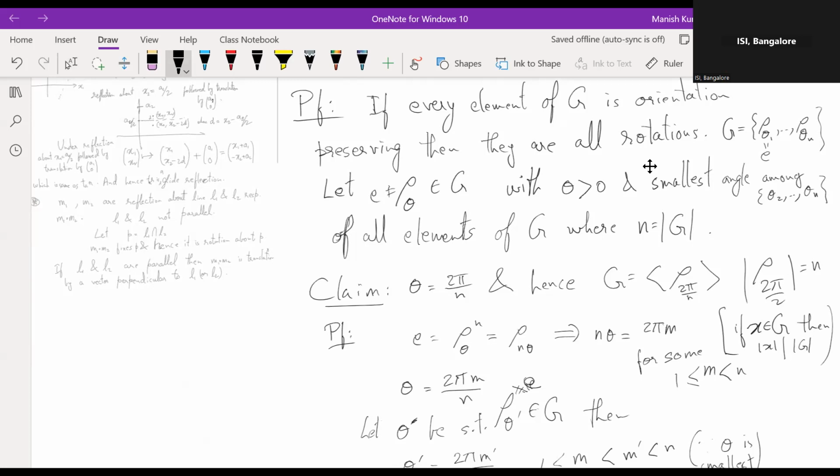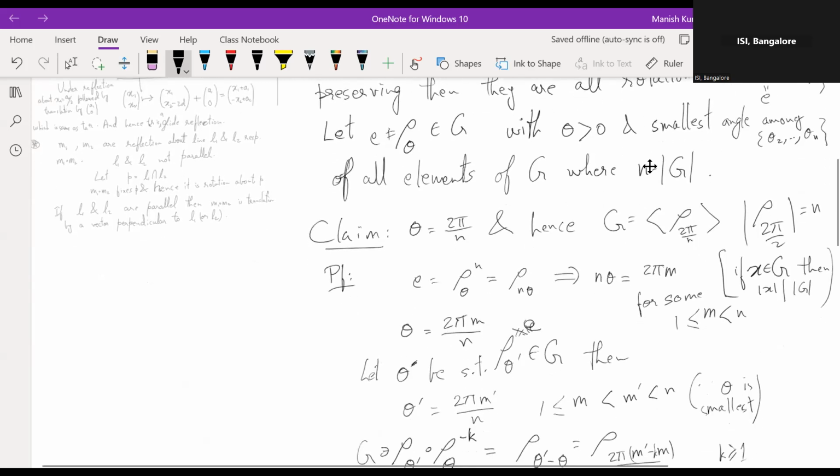If you do it n times, then it's rotating by the angle n times theta. So that tells you that n theta is the same as a multiple of 2 pi, because rho n theta is identity. That tells you that n theta has to be a multiple of 2 pi. And remember, theta is some angle less than 2 pi. All these theta 1 to theta n are angles less than 2 pi. So m has to be less than n as well. So what you get is theta is 2 pi m over n, for some m.